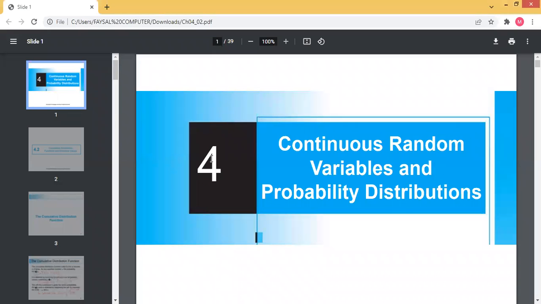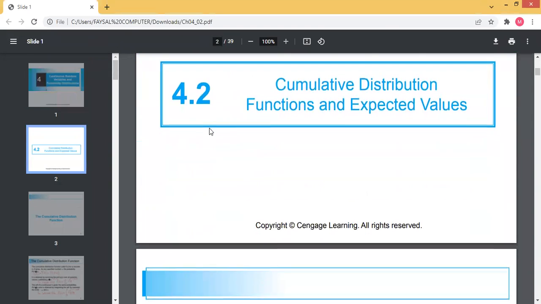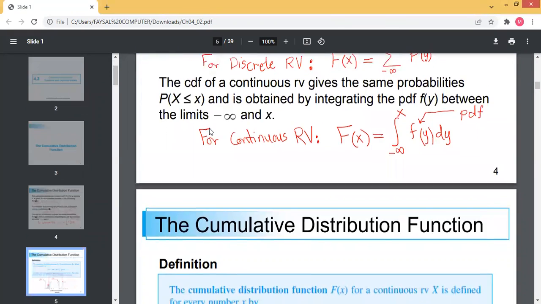Okay, so again, this is basically the probability lectures, chapter 4, that is continuous random variables and probability distribution. We have done chapters 2 and 3 previously, I don't remember exactly, but inshallah I will complete this. Again, I have to start with the numericals.